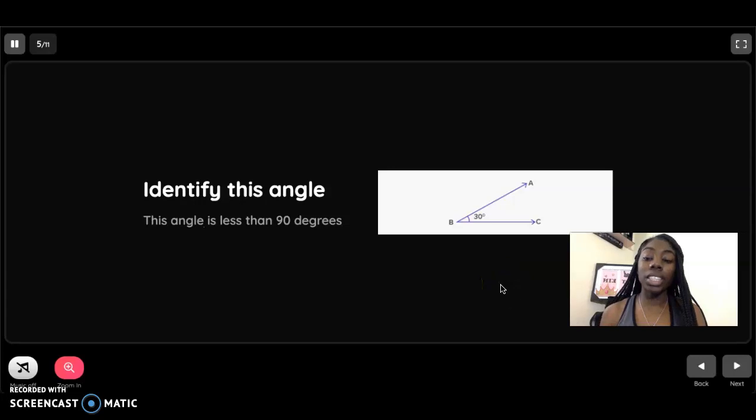So identify this angle. This angle is less than 90 degrees. Remember that we talked about earlier that an acute angle has to be less than 90 degrees. And we can even see that angle B is 30 degrees. Isn't that less than 90? Of course it is.